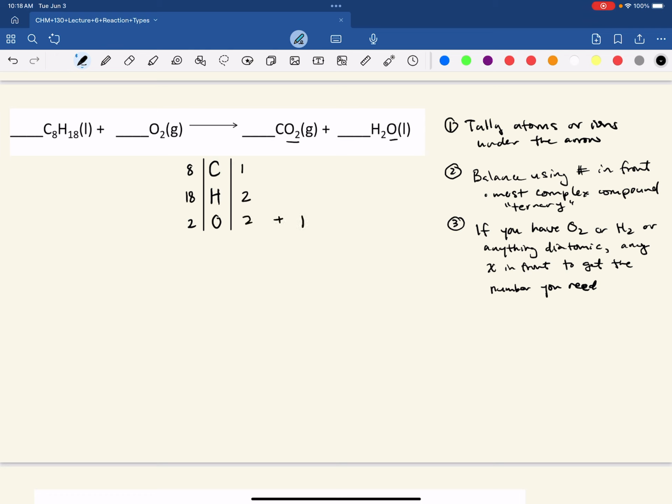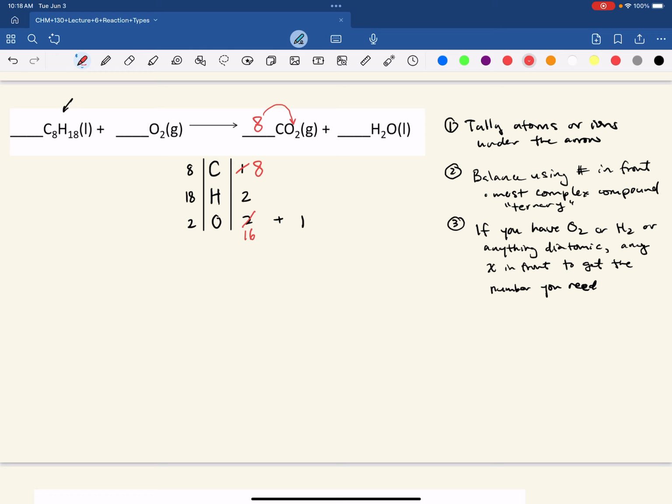Okay, so now that we have that all listed out, step number 2 is to balance with the numbers in front. Again, we want to try and go with the most complex. In my mind, this is the most complex because that has 8 and 18, a lot of atoms, right? So I'm going to go ahead and write 8 in front of the CO2. And the reason for that is because if I write 8 in front of the CO2, that fixes the carbon count. I get 8. Now this 8 affects this oxygen count, so 8 times 2 is 16. It does not affect the other oxygen count.